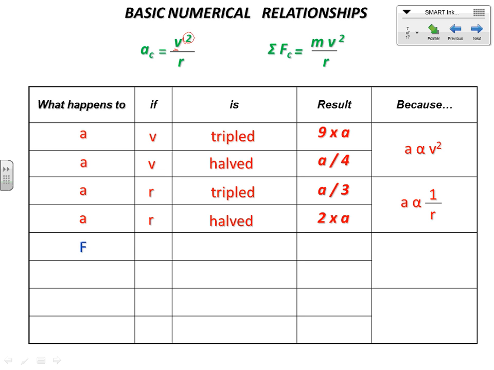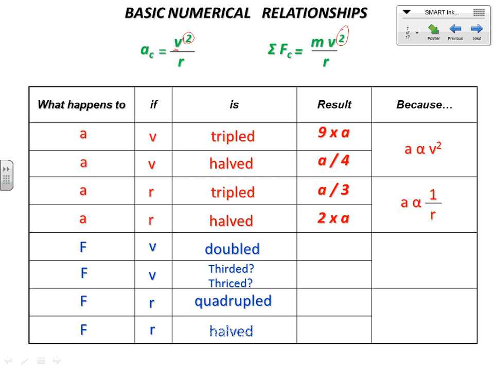Okay? What do you do to F if V is doubled? Well, again, there's a quadratic relationship here. So that gives us 4. Oh yeah, you should do these. What happens to F if V is thrice? I think I made that word up. Thrice, I mean divided by 3. That's what I mean, divided by 3. So, take a minute, maybe pause, see what you get. Here's what I get.